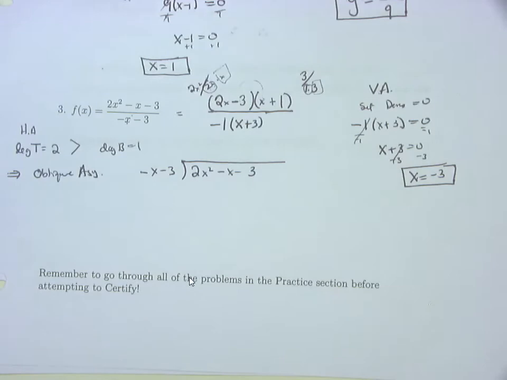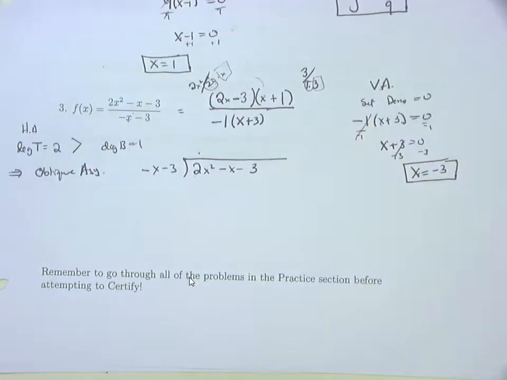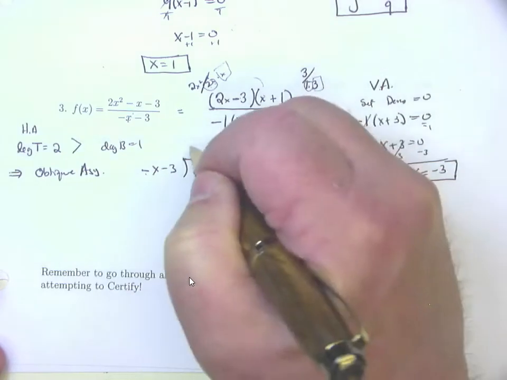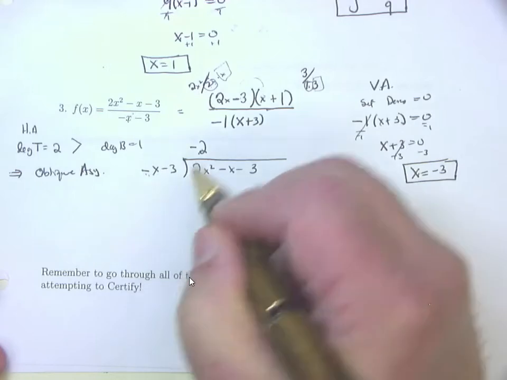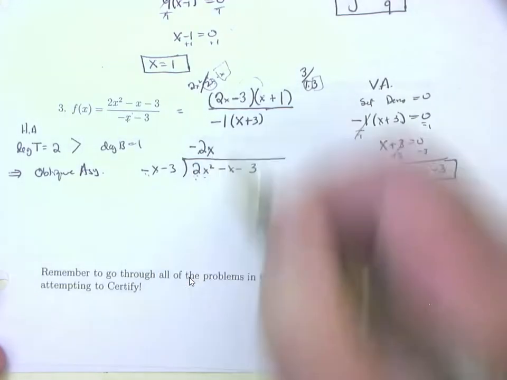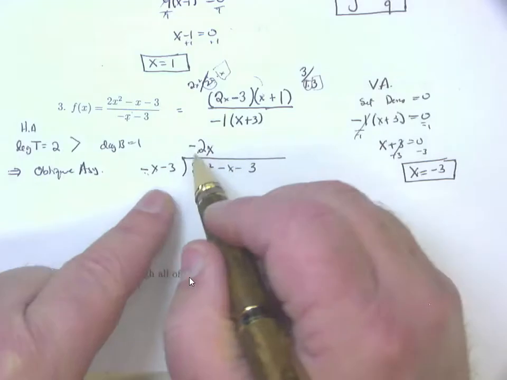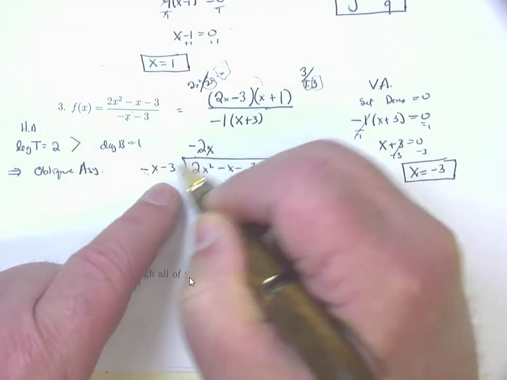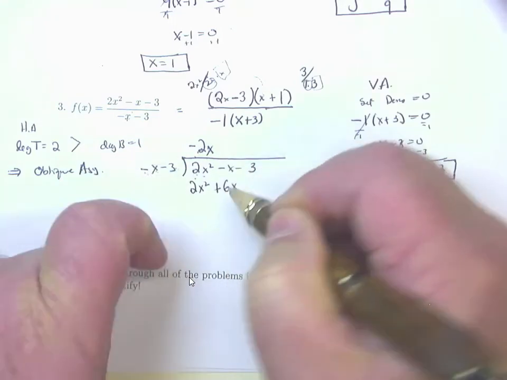It's a game. What times negative x is going to be equal to 2x squared? Well, I want to get rid of the negative, I've got 1, and I want to get a 2 out of it. I want to multiply it by negative 2, right? Negative 2 times negative 1 makes positive 2. And what times x is x squared? X. So I'm going to multiply this term by negative 2x, and I'm going to distribute. Negative 2x times negative x makes it positive 2x squared. Negative 2x times a negative 3, negative times negative makes it a positive. 2 times 3 is 6x. And they should line up.